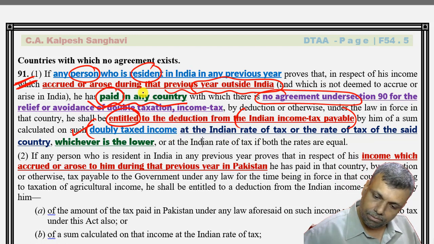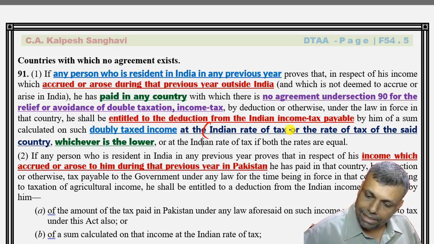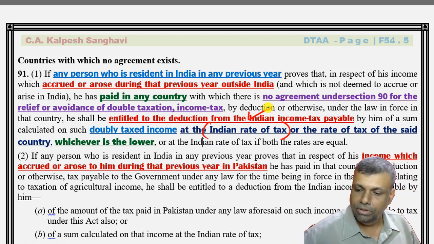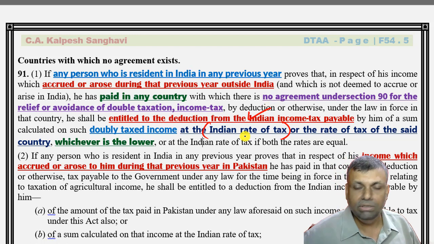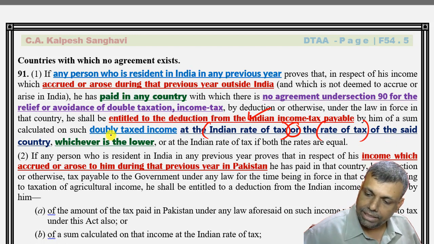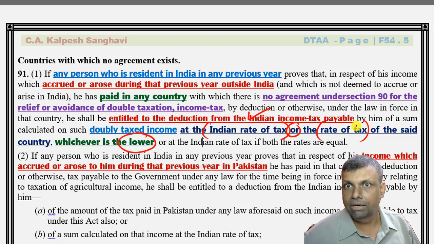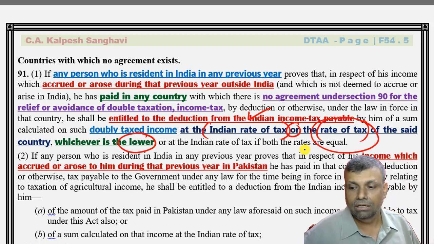Okay. Now you get a rebate based on doubly taxed income at the Indian rate of tax, that is the problem. The reason being that we know total income, we know tax liabilities, and the rate of tax on actuals we can always calculate. Or the rate of tax of the secondary country, which is lower. This rate or this rate, whichever is lower.